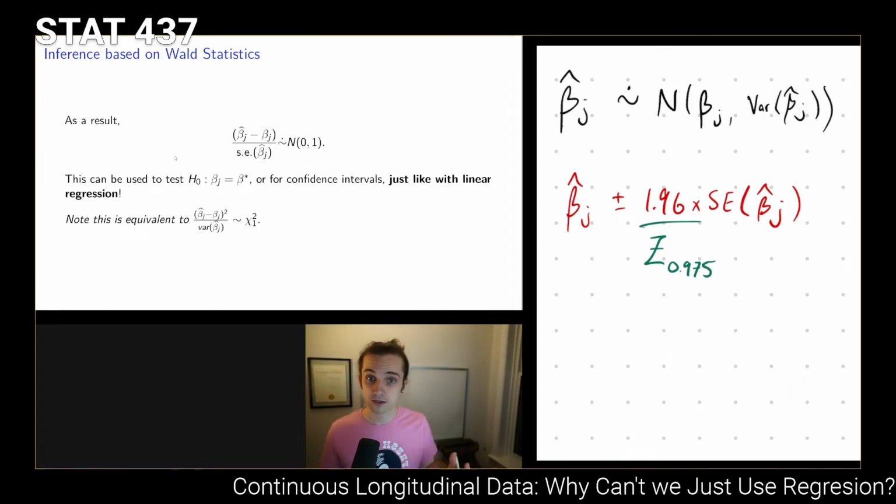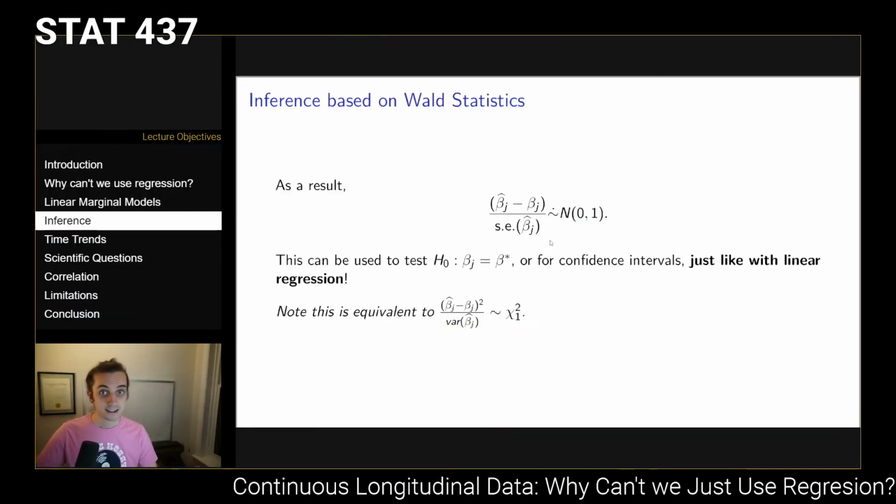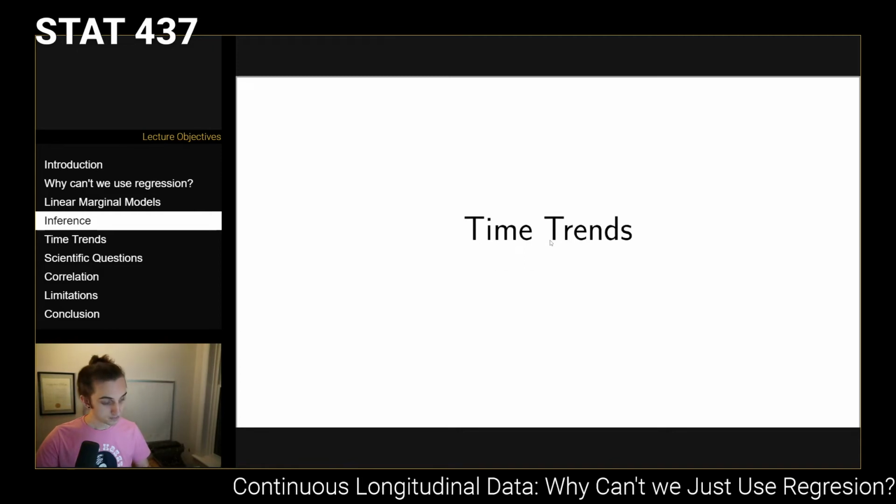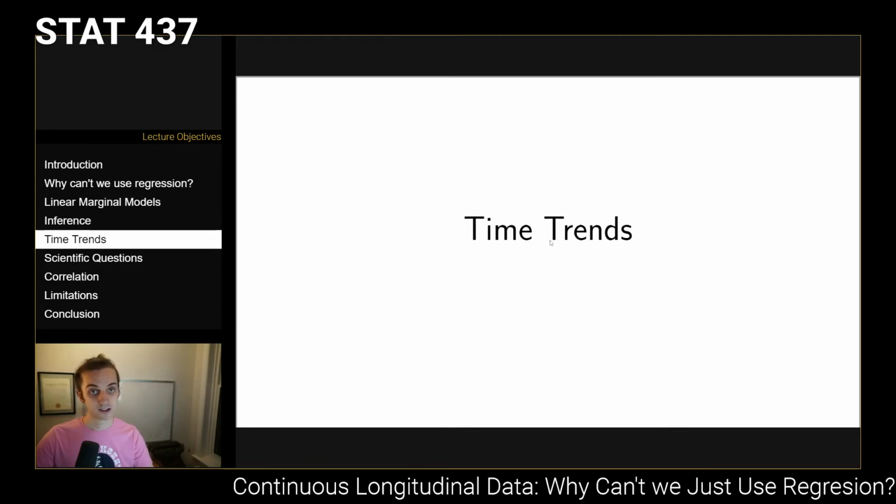So all of this should be familiar from your previous statistics courses, but the idea is that we can take this asymptotic distribution of these values and use it to develop confidence intervals, to test hypotheses, etc., in exactly the same way that we do for standard linear regression. The point is that just like linear regression, inference actually comes fairly easy when we're dealing with these marginal linear models. So the next point after inference was thinking about time trends.